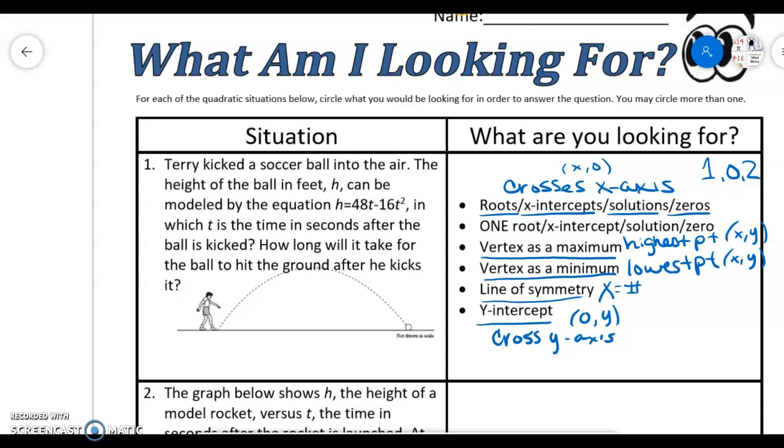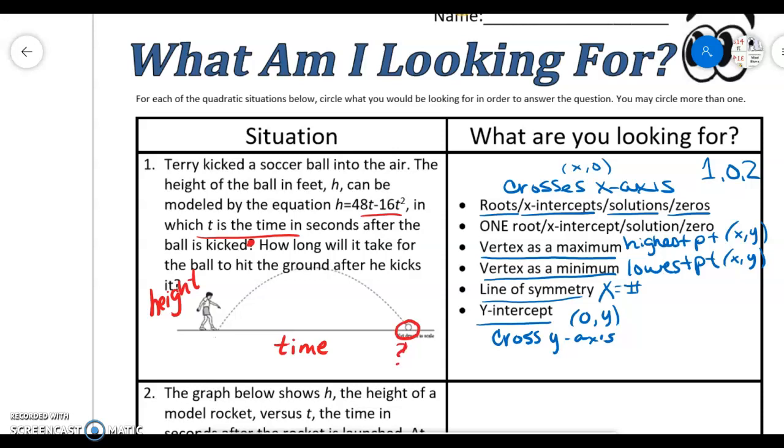So Terry kicked a soccer ball in the air, and the height of the ball in feet, h, can be modeled by the equation in which t is the time in seconds after the ball was kicked. So we can see that t is in fact where x would be. Time would be here, and height would be our dependent variable. How long would it take for the ball to hit the ground after he kicks it? So we want to know what this time is.